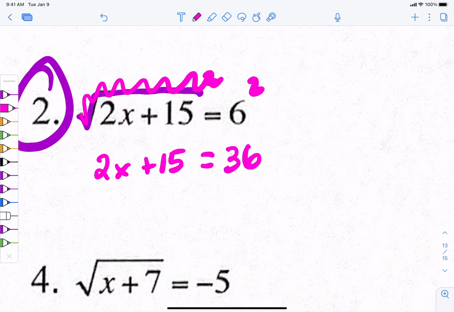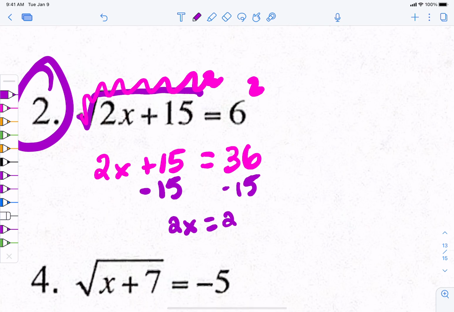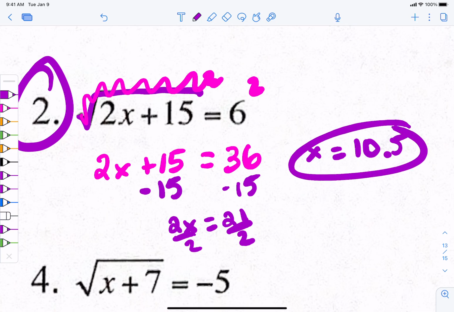And then we just solve for x normally, right? Okay? And that means we have to first subtract 15. So 2x is equal to 21 and divide by 2, which doesn't come out nicely, but that's okay. x equals 10.5. 10.5 is what 21 over 2 is, so you can write it like that if you want. Not too bad, right?